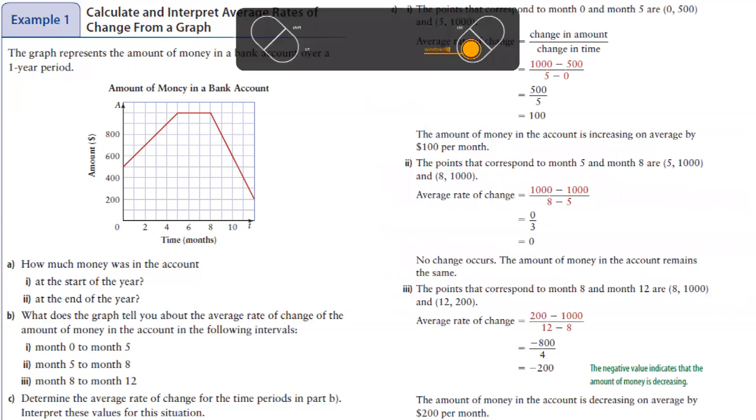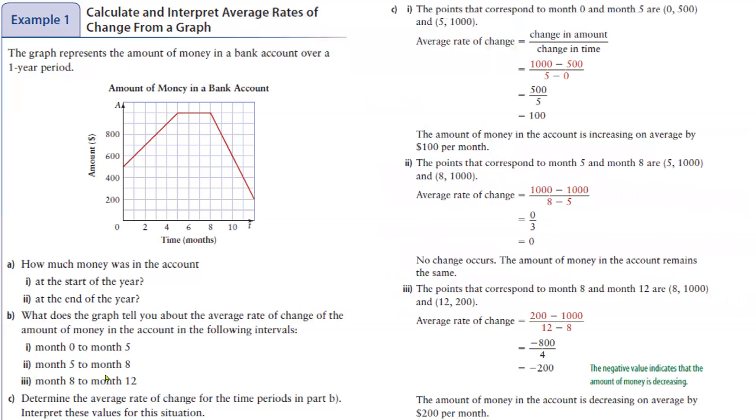Okay, and then let's have a look at question C. Determine the average rate of change for the time periods in part B. Interpret these values for this situation. So first of all, in the first section, that is from 0 to the 5th month, the average rate of change is the change in amount, which is 1,000 minus 500, over the change in time, which is 5 minus 0. So the result is 100, right?